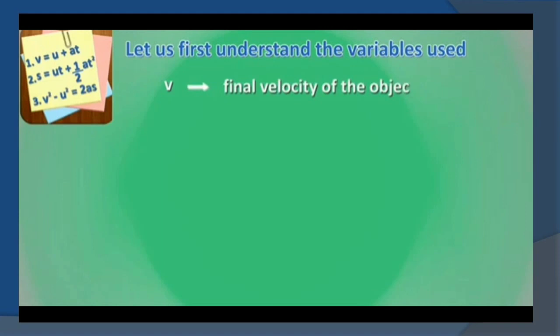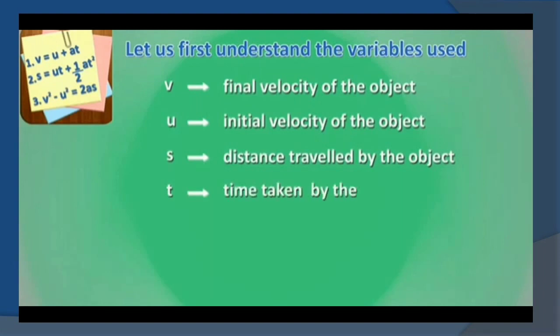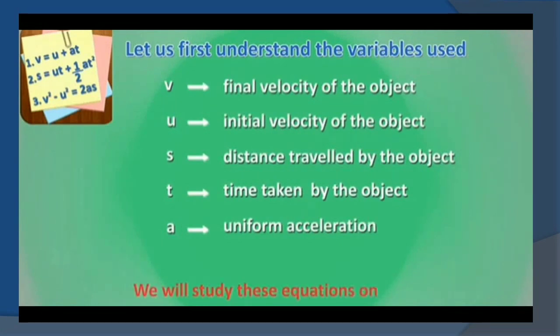So v is denoted for the final velocity of the object, u is denoted for the initial velocity of the object, s is the distance travelled by the object, t is denoted for time taken by the object, and a is for the uniform acceleration. So we will study these equations one by one.